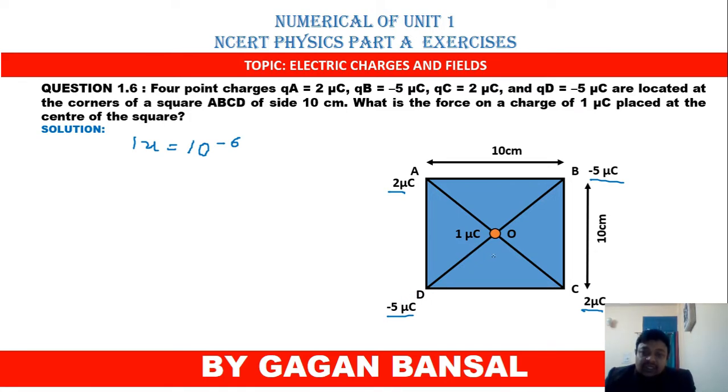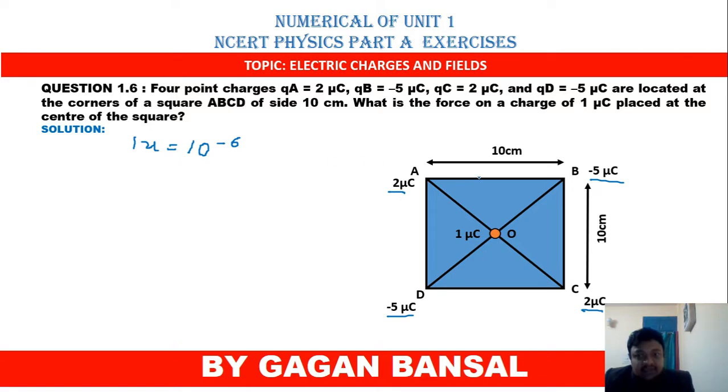So what is asked in the question is what is the force on a charge of 1 microcoulomb placed at the center of the square? That means we need to find the net force at point O. Yes, this has been asked.